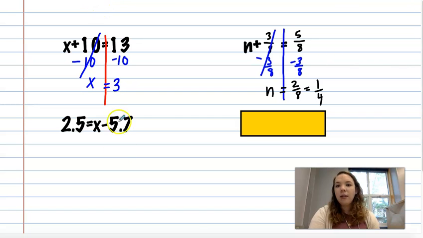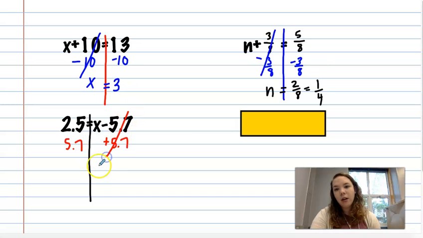2.5 equals x minus 5.7. So again, I think that line is very helpful. I have to do the opposite to move this away from x. So I'm going to add 5.7 to both sides. So that one's gone. And then let's go ahead and add. We would have 8.2.